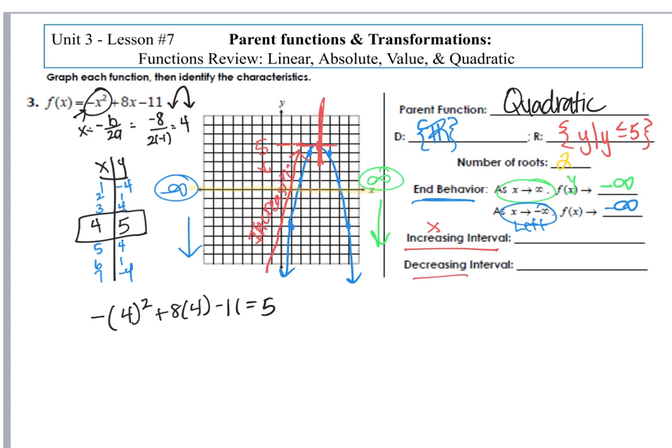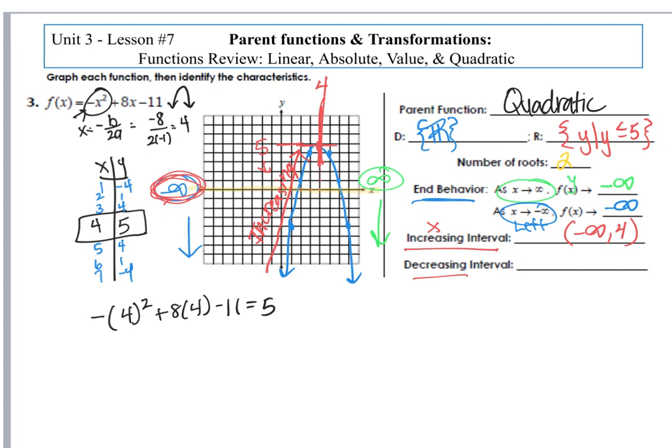Now again, I'm not asking about the y values here. I'm talking about x values. So from negative infinity, all the way from the left as far as I can get, to this x value of the vertex, which is positive 4, I am increasing. So we would write that in parentheses, negative infinity for x to positive 4 for x. We have a positive or increasing slope.